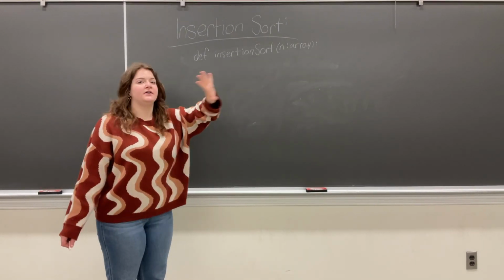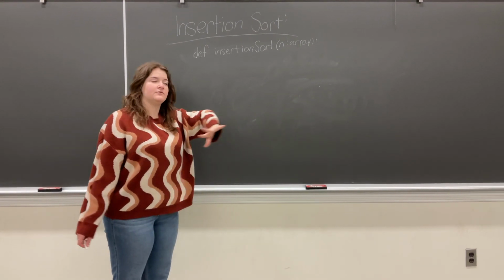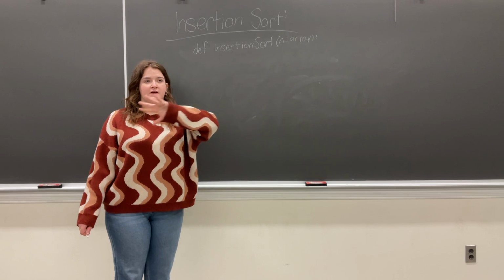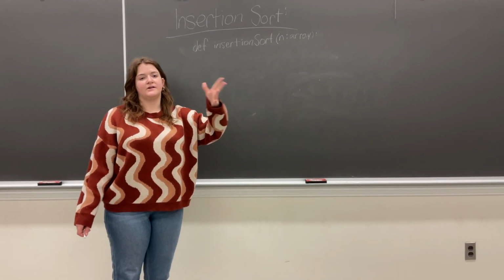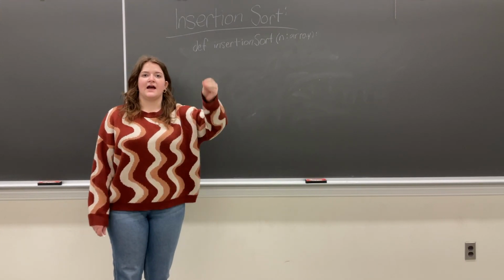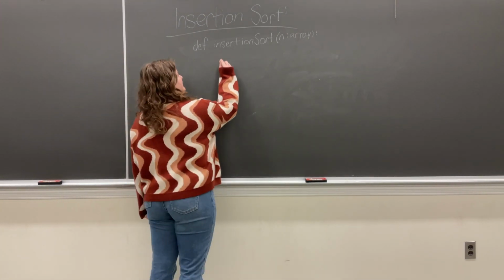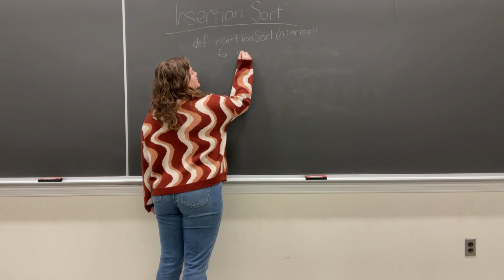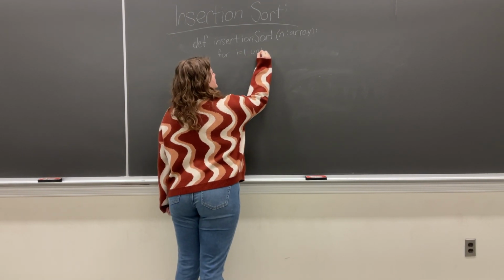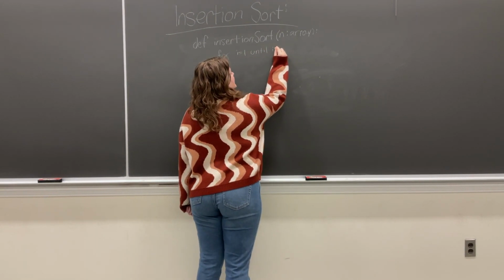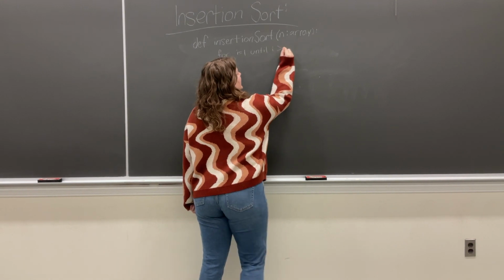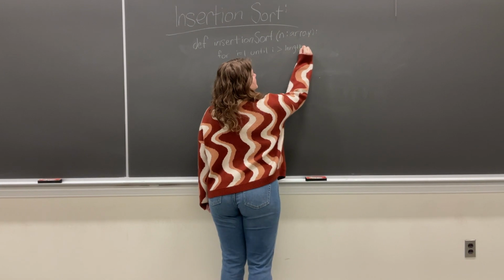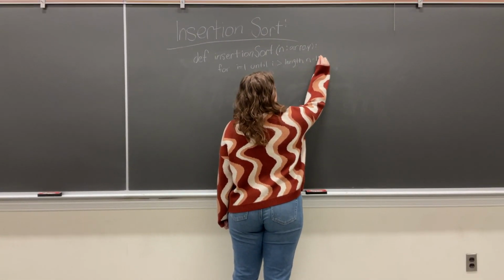First, we have our header. It's going to intake an array. For now, we're calling it n. So the first thing you want to do is make sure that you're traversing the array starting at the first index. So we're going to say for i equals 1 until i is greater than the length of n minus 1.